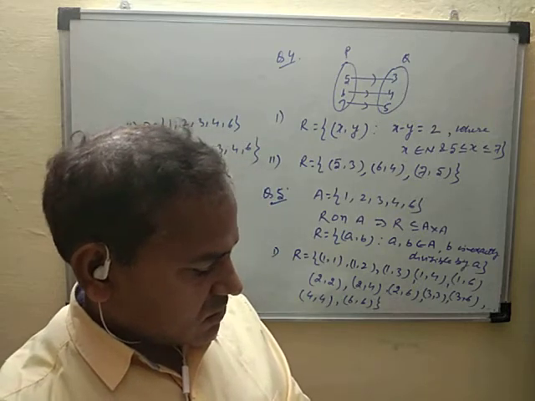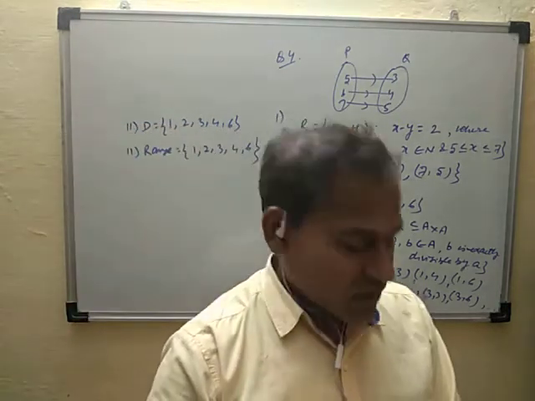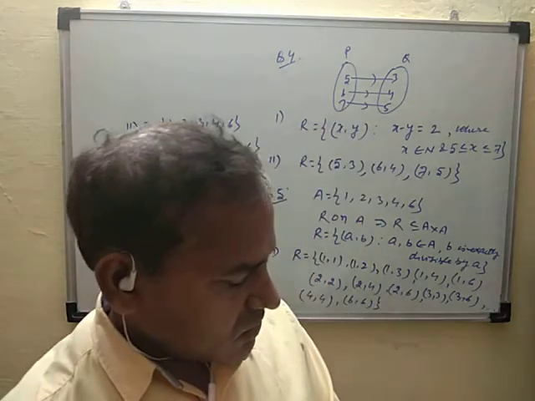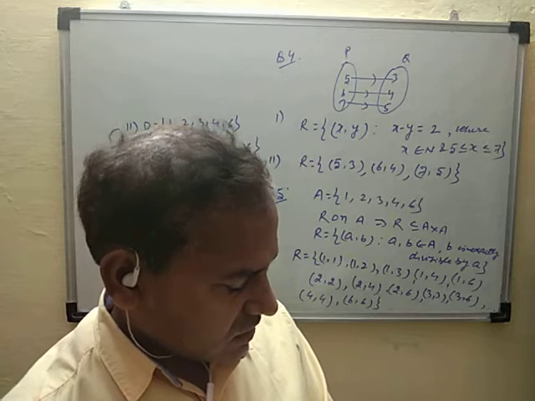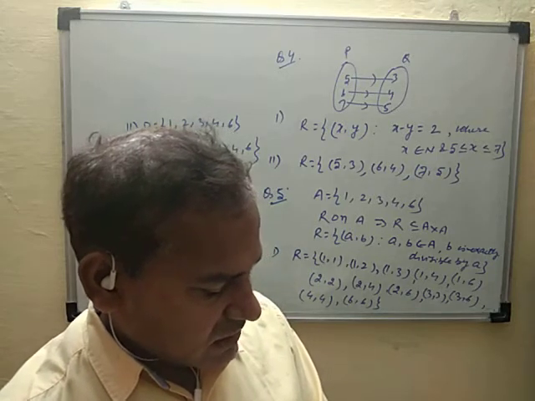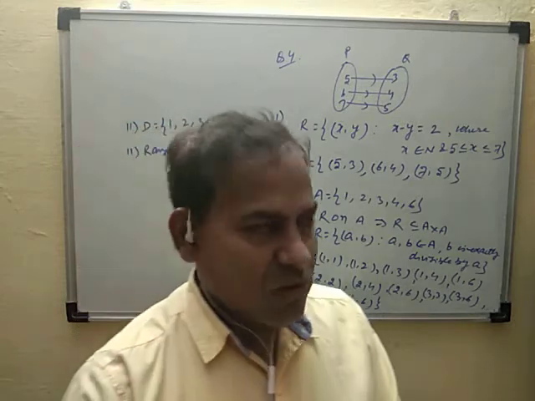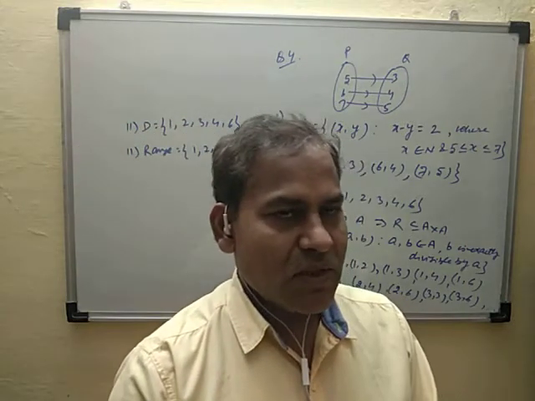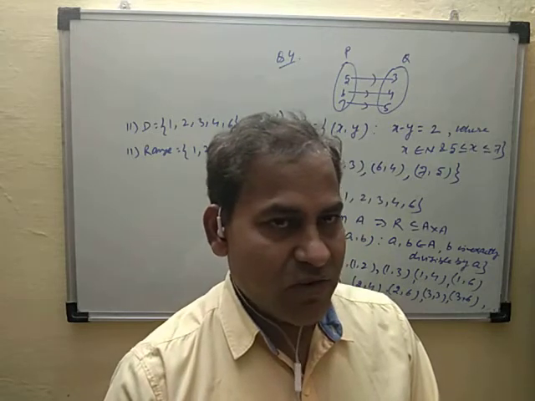Same as question number 6, find the domain and range. So first find R, then find domain and range. Question number 7, write the relation R given x is a prime number less than 10 in roster form. So put the values of x which are prime and less than 10 and find R.